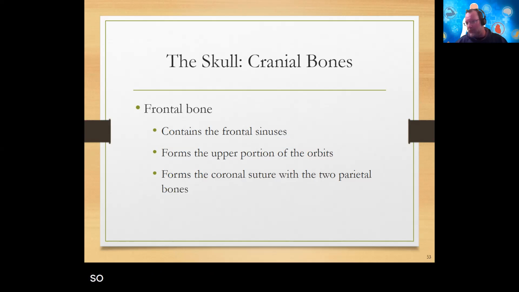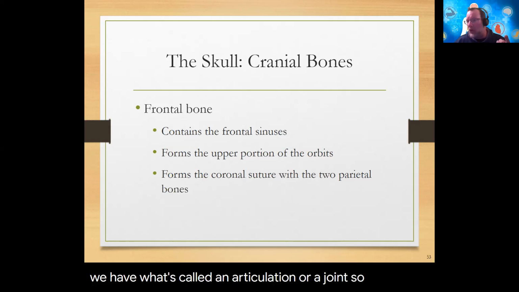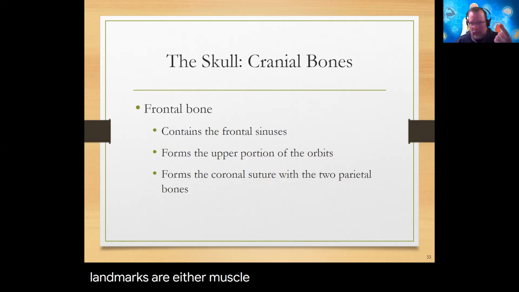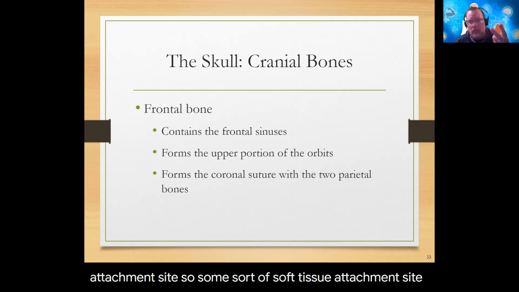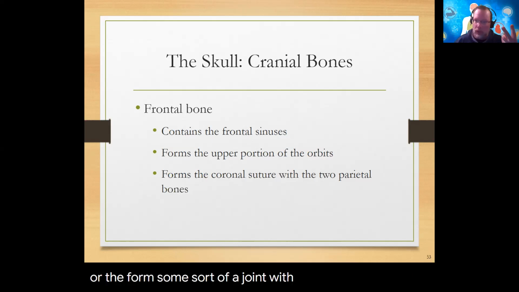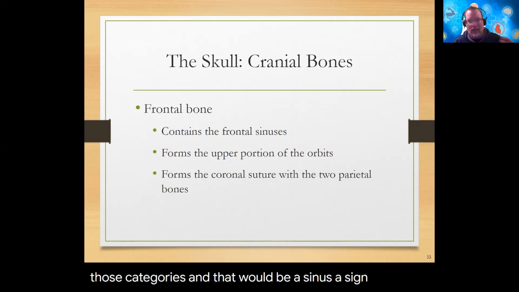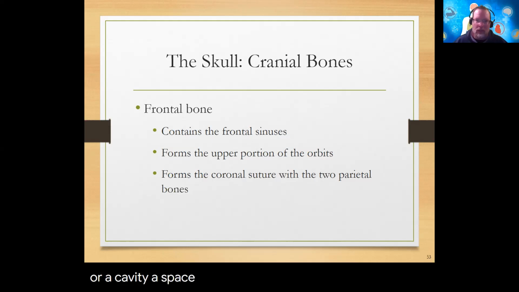So sometimes a bump and a depression come together, and we have what's called an articulation or a joint. So bony landmarks are either muscle attachment, ligament attachment sites, so some sort of soft tissue attachment site, or they form some sort of a joint with another bone. We do see a few kind of oddball ones that don't fit into either of those categories, and that would be a sinus. A sinus is a room or a cavity, a space within a bone.